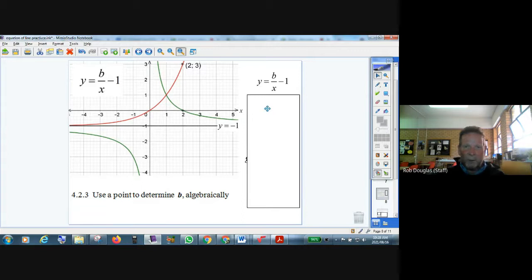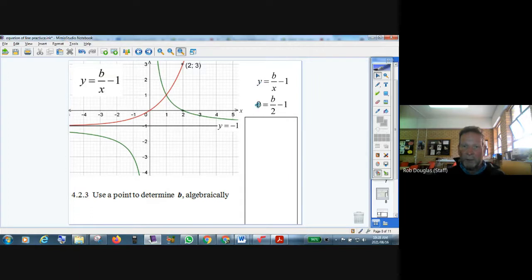There's the equation we're going to use. Instead of y, we're going to put 0, and instead of x, we're going to put 2 because we've got 2 and 0. Now multiply everything by 2. 2 times 0 is 0. 2 times b over 2, it cancels, you just get b. And minus 1 multiplied by 2 is minus 2. Then add 2, so you get b equals 2. Now we know y equals 2 over x minus 1. We just used this point to figure out what b was algebraically.